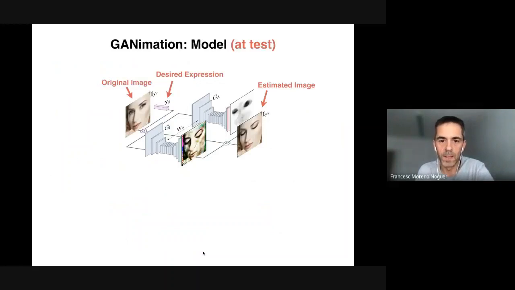All right. How does the animation look at test? We have an input image and a vector that represents the desired expression. We pass it through these two generators, the generator for the mask and the generator for the delta of the intensity, and we create the estimated image. All right, this is for test.